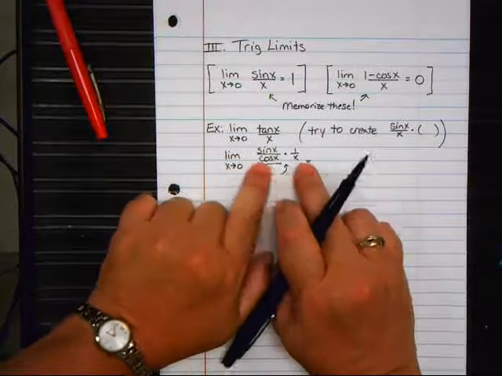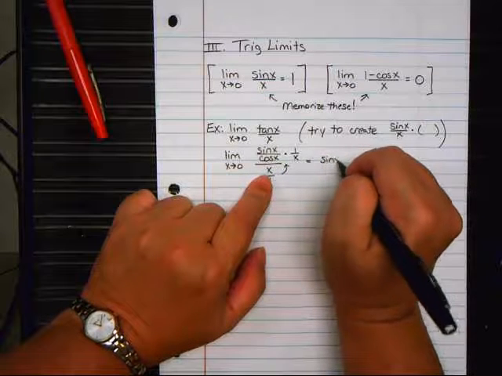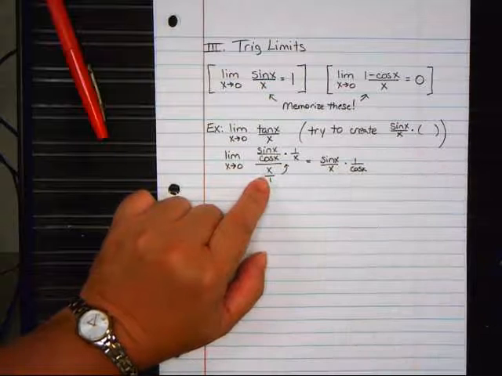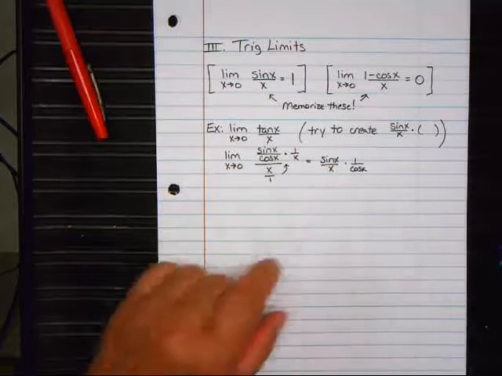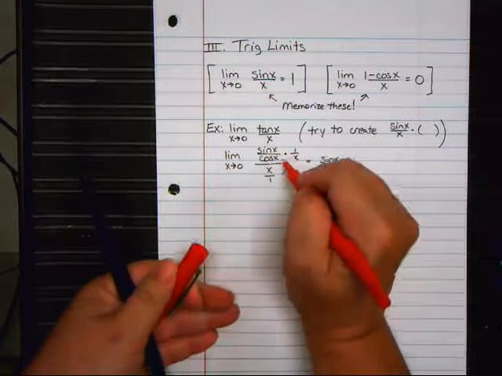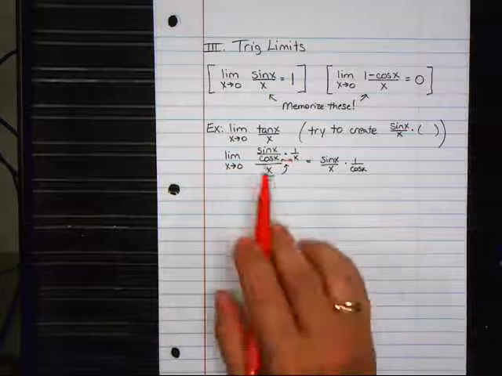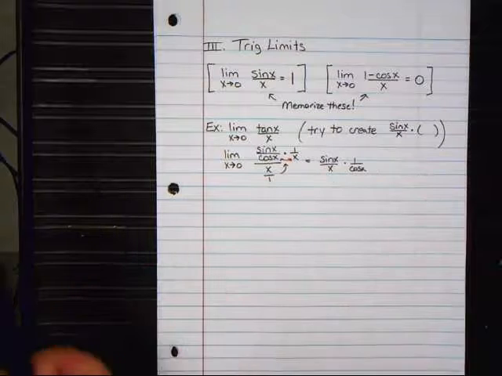Think about it. Yes. So if I switch those 2, I would then have sine of x over x times 1 over cosine of x. Do y'all agree with me? There's my sine of x over x that I wanted. All I did was switch those 2. And those 2 fractions are still equal to each other because it created the sine of x over x that I wanted.